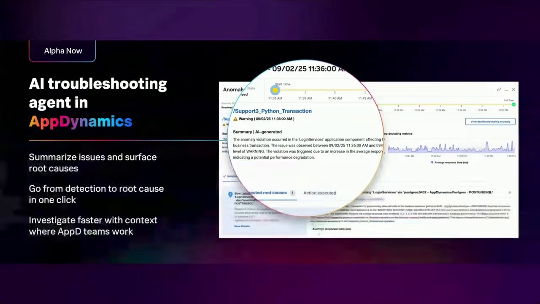And our agentic approach is across the entire portfolio. This is what AI troubleshooting agent looks like in AppDynamics. It summarizes issues, identifies and surfaces likely root causes, and it even gives you actionable next steps. So it ties detection to root cause across anomalies and health rule violations. And this is in production today.